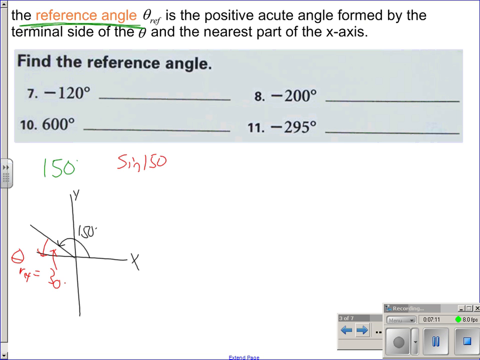Okay. So let's do number 7, negative 120. Let's put the angle onto the grid. Negative 120 degrees. That is going to put us negative 90 plus another 30 right here. So now the reference angle will be in blue from the terminal side to the x-axis. We had to go 90 and 30 there to get to the 120, and then there's another 60 to go to get to the x-axis. So 60 degrees is the reference angle.